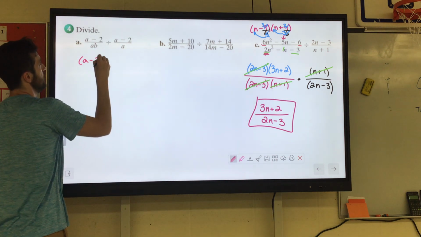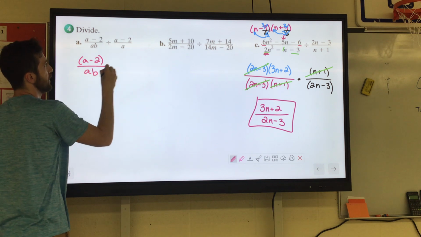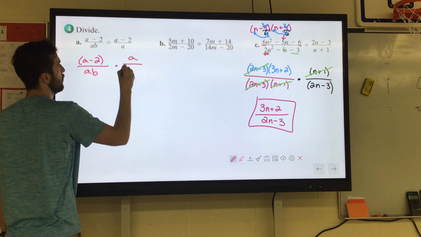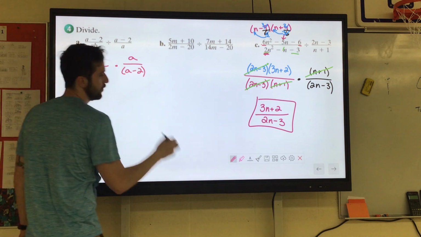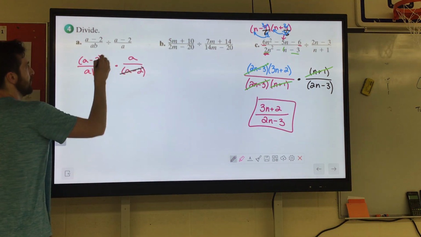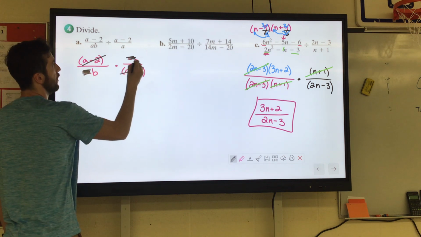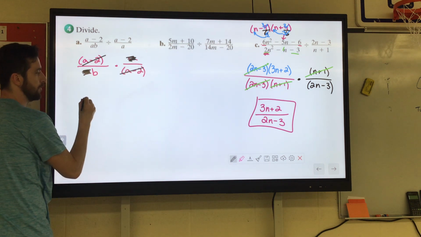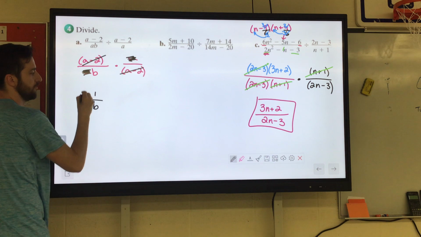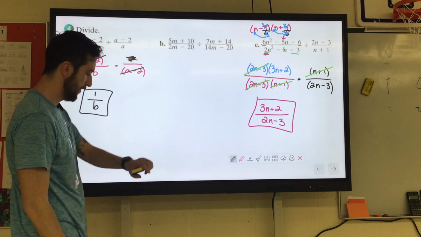A minus 2 over ab times a over a minus 2. The a minus 2's will cancel out, and we can cancel out an a for an a. All we're left with is ab in the denominator. You do have to put a placeholder in the numerator, though.